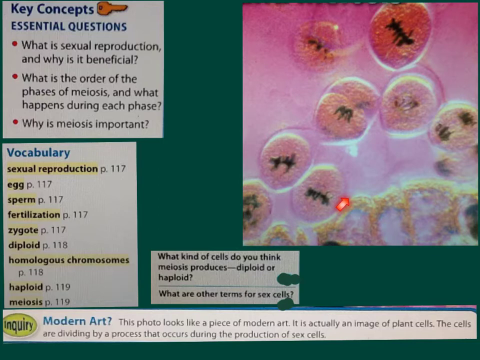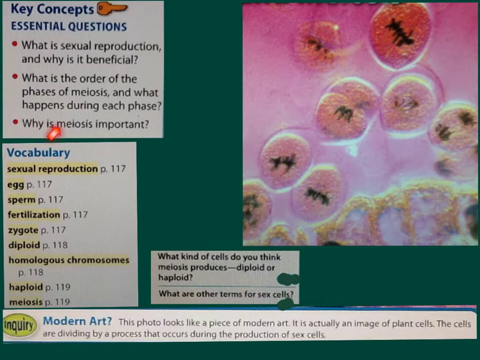Some key things you need to look for or watch, writing these down in your science journal, please. These 3 key concept questions. What is sexual reproduction and why is it beneficial? The second one, what is the order of the phases of meiosis and what happens during each phase? And the last one, why is meiosis important?